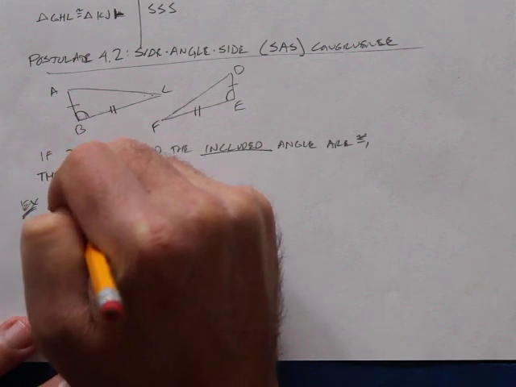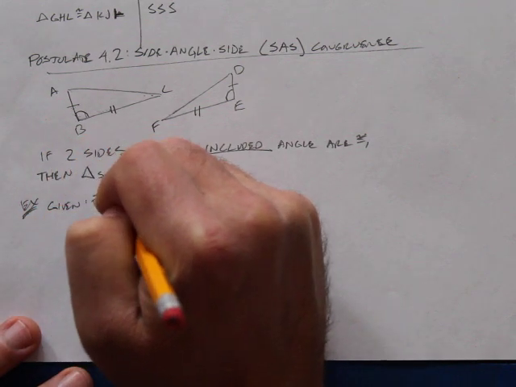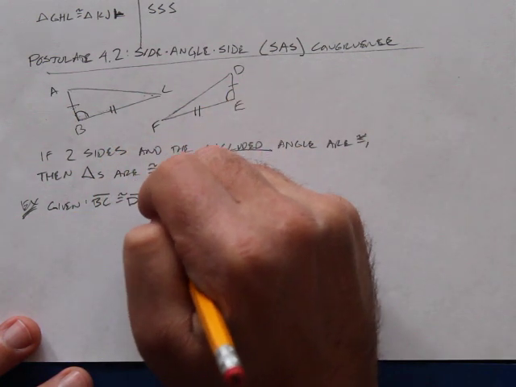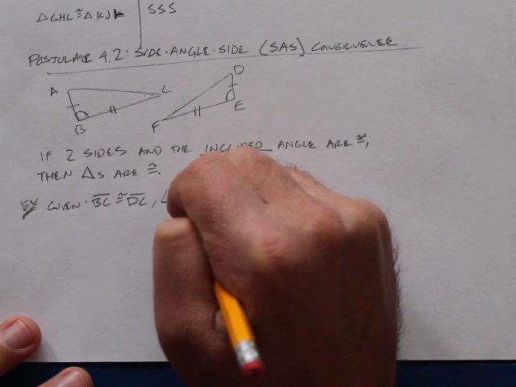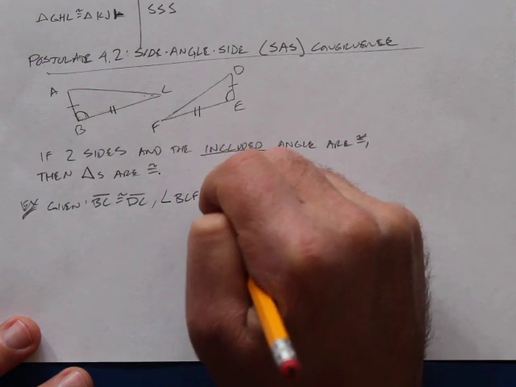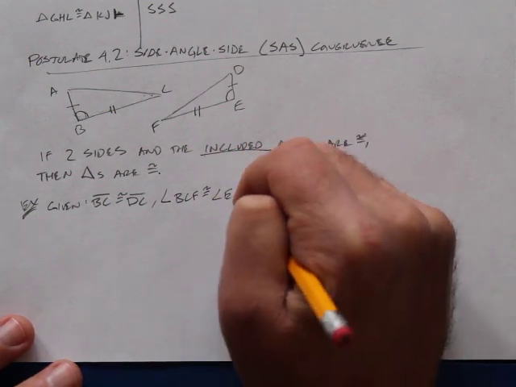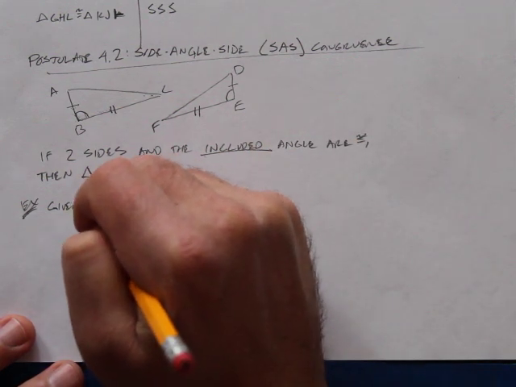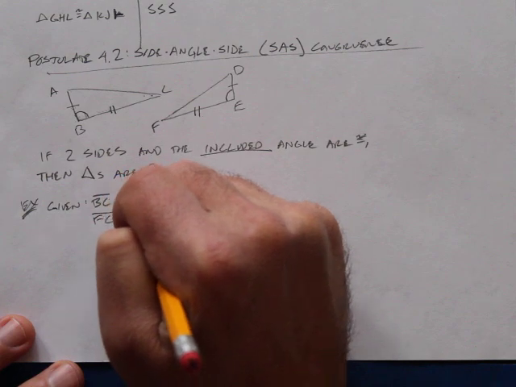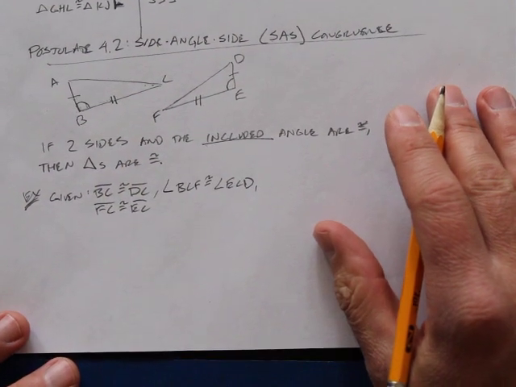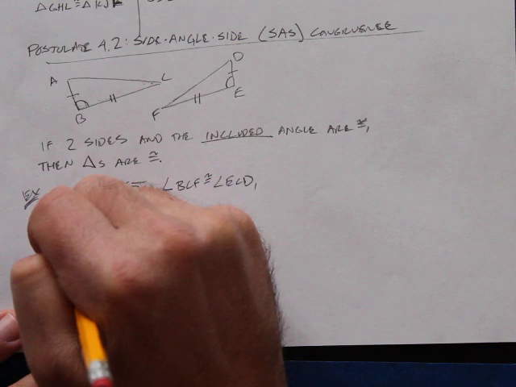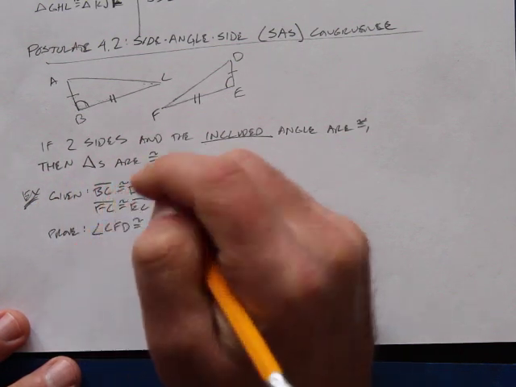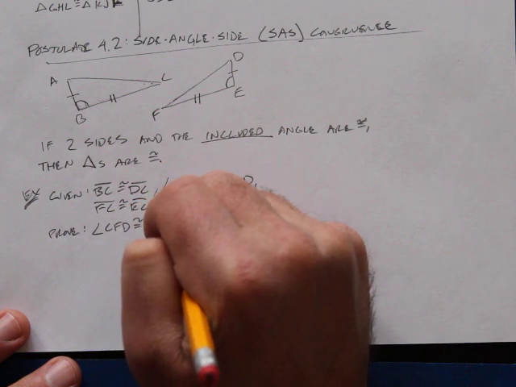Given: BC is congruent to DC, angle BCF is congruent to angle ECD, and FC is congruent to EC. Prove: angle CFD is congruent to angle CEB.